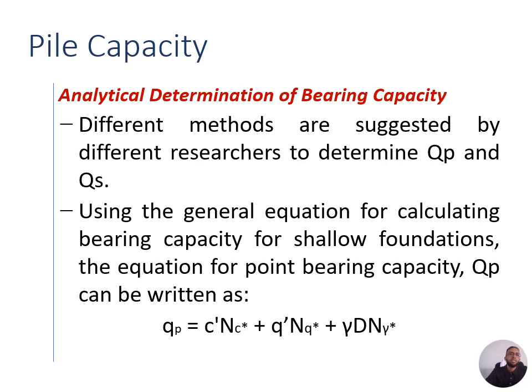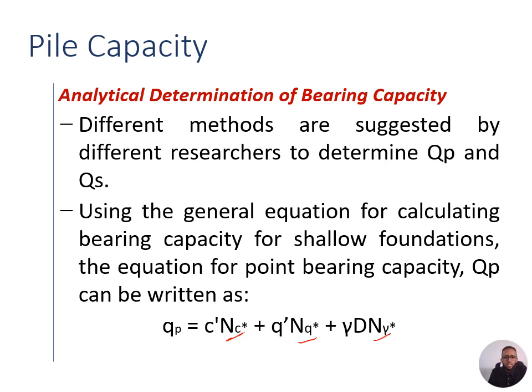In the analytical determination of bearing capacity, various methods have been proposed by researchers to determine the point bearing capacity and the skin frictional resistance. The point bearing capacity can be derived from general equations for calculating bearing capacity of shallow foundations, as we have learned in the previous course, Foundation Engineering 1. You can remember the Terzaghi equation, QP equals cNc plus qNq plus gamma B N gamma. I'm not going to dive into detail about this. You can see that these values are what we call the bearing capacity factors.